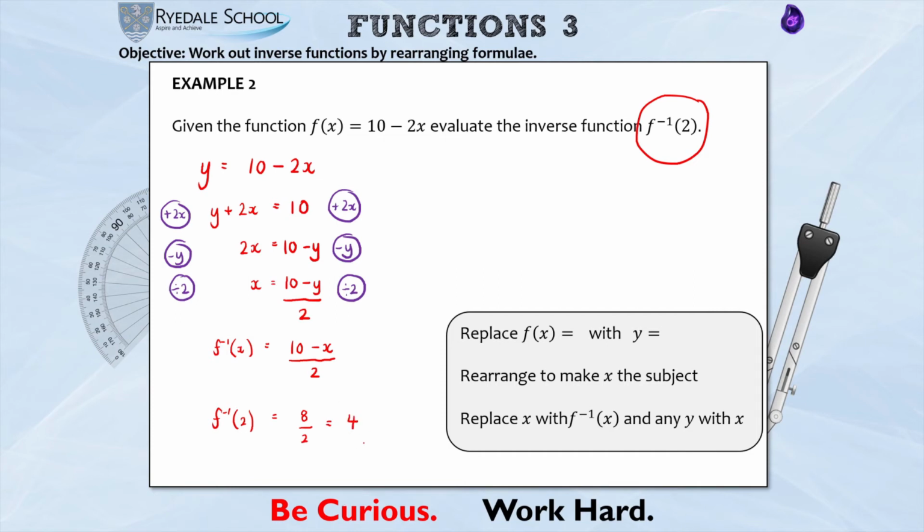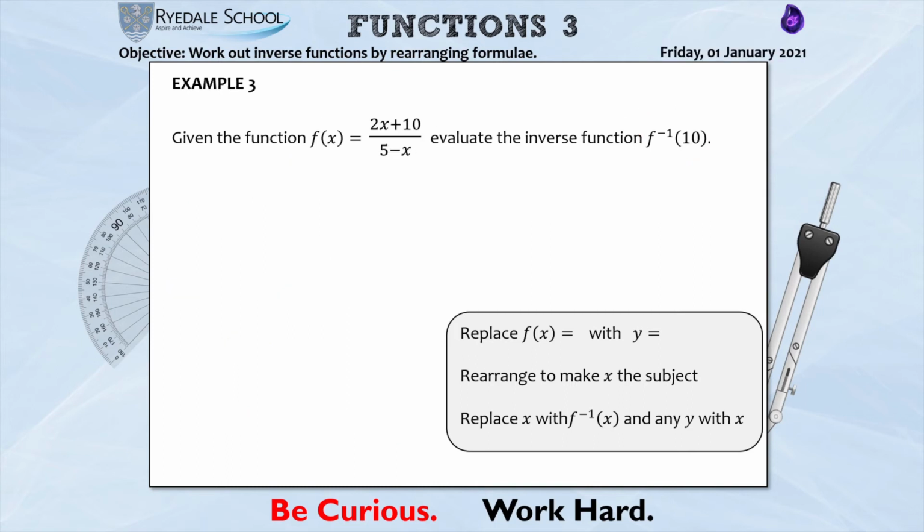Okay? One thing that I can actually check, if you're interested, is I can put 4 back into my original function and see, do I get the answer of 2? Because if 2 maps to 4 using the inverse function, 4 must map to 2 using the normal function. And 10 take away 2 4s, 8, 10 take away 4 gets us back to 2. So there was a little bit of a way of checking that answer.